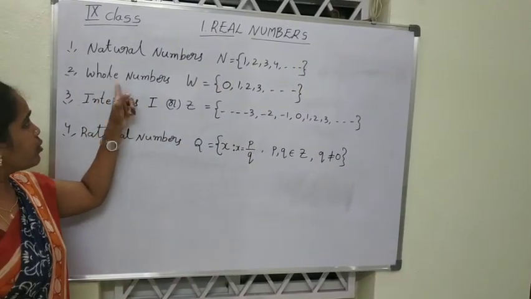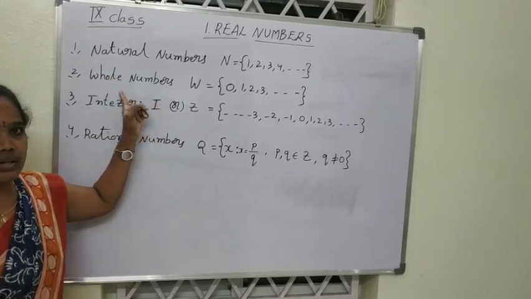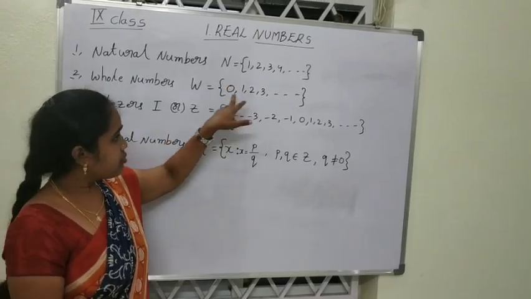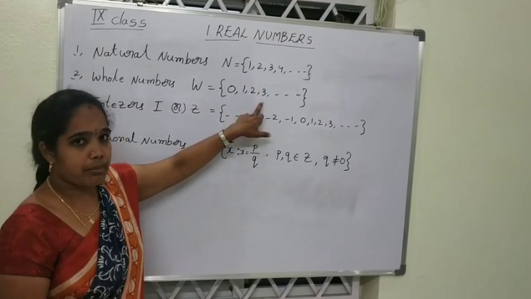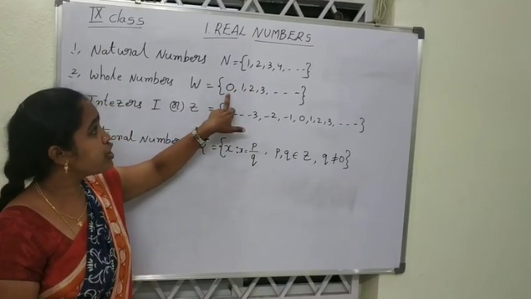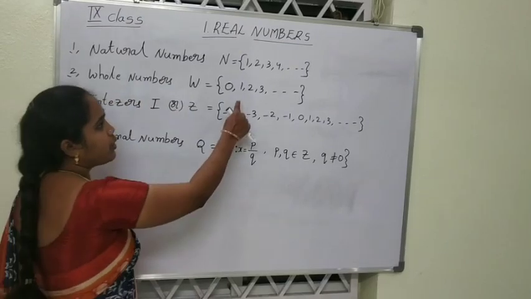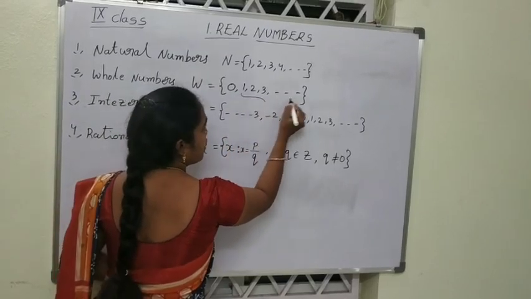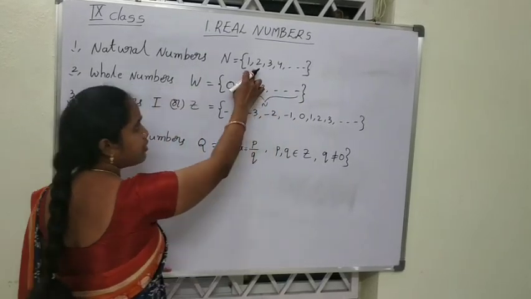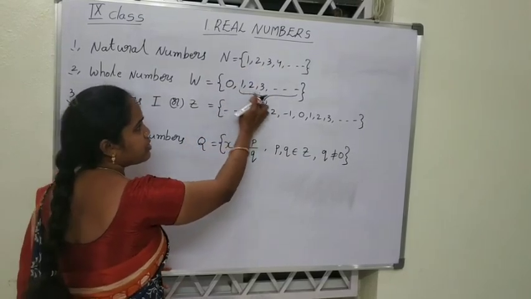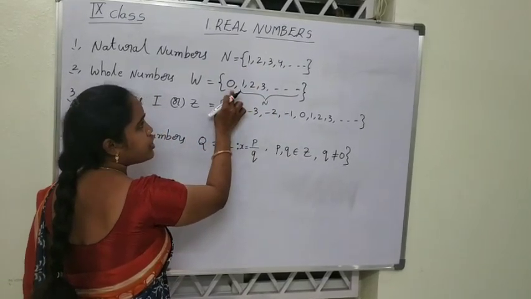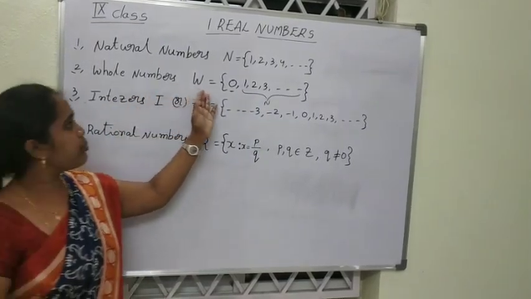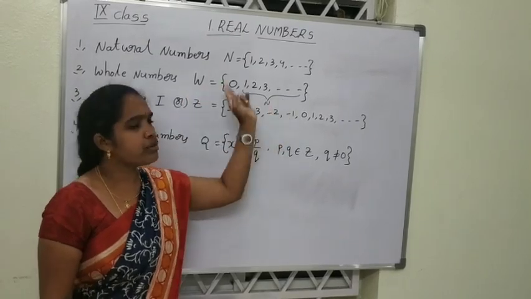Whole numbers. Whole numbers we already learned in 7th class. What are whole numbers? Including natural numbers, 0 is called whole numbers. Here, these are all natural numbers, as we have written above. Including natural numbers, 0 is called whole numbers. Understood? Whole numbers are denoted by which letter? W. Okay, here 2 more questions.